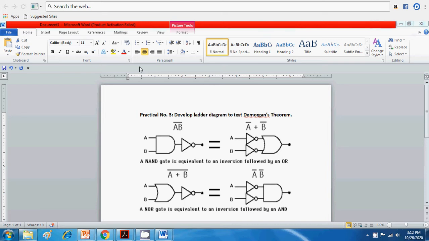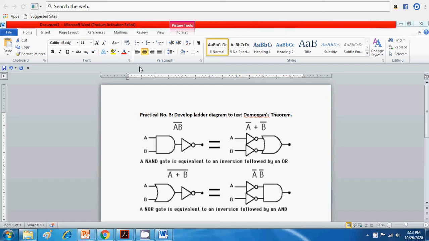So at the left hand side NAND gate is shown, that is AND with one bubble or inverter, that is NAND gate. So it is equivalent to the inversion followed by OR. So A input and B input are inverted and then given to the OR gate. So we can say that (A.B) bar is equal to A bar plus B bar. So this is the first De Morgan's theorem.